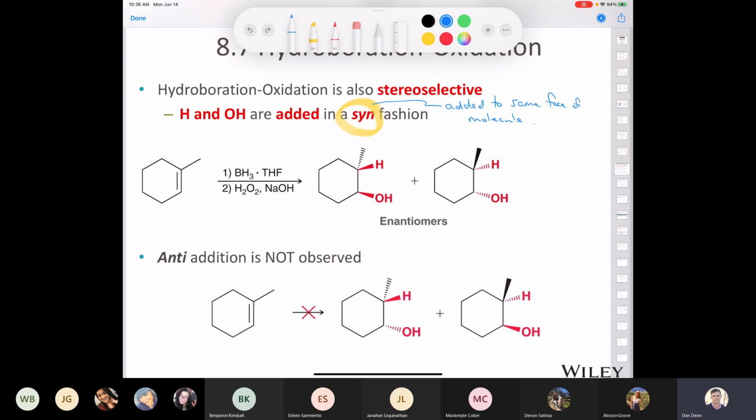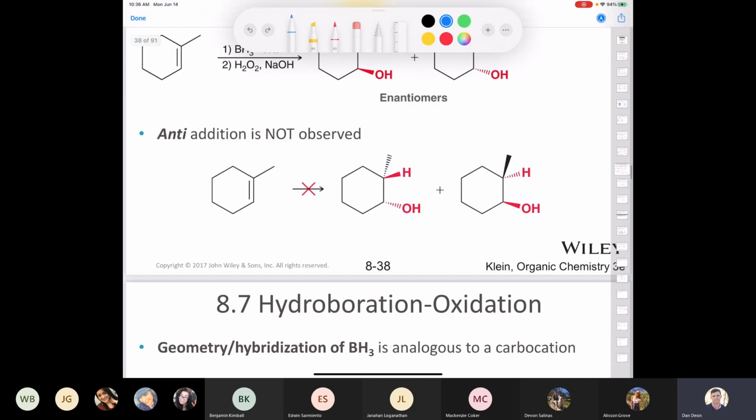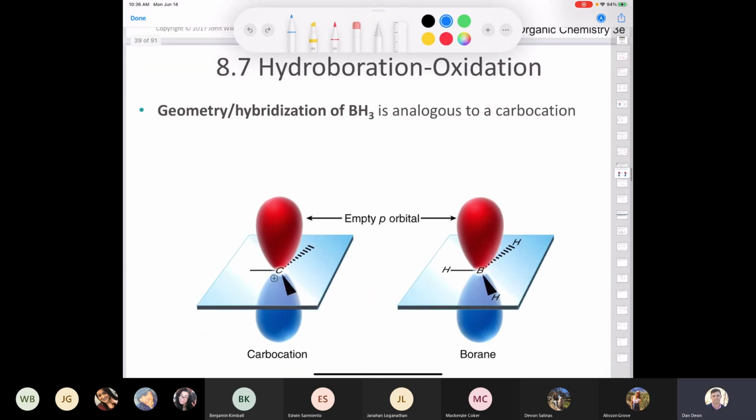I'm just looking at my notes here. I just noticed that I had some information about the borane. Okay, so borane again is BH3. So this again is called borane. If we look at the hybridization of the boron in borane.